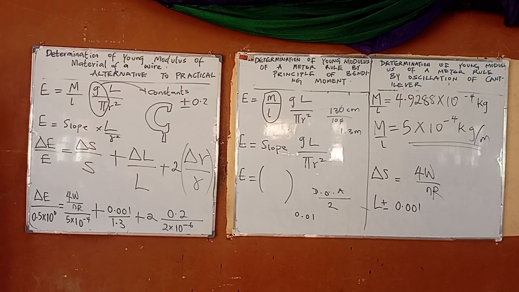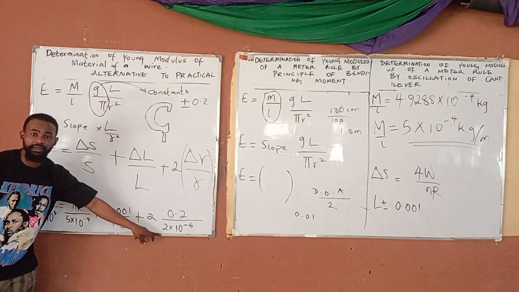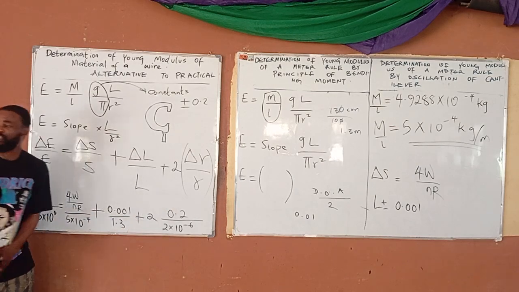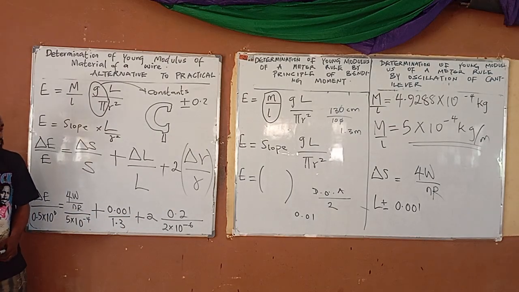Diameter, right? The radius is the diameter divided by 2. So divide 0.2 by 2, because we already divided this thing into 2 now. So divide this by 2, what do you have? 0.1.